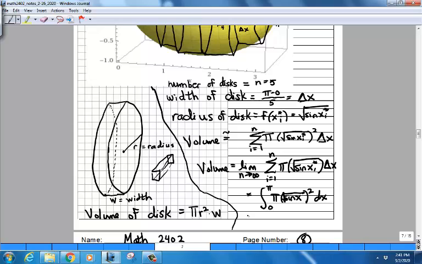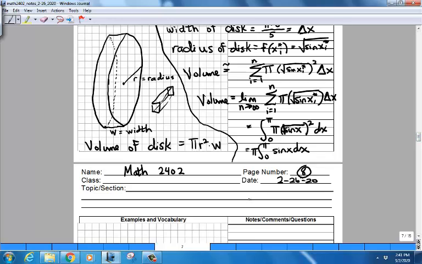So I have the definite integral from 0 to pi. I can factor out this pi. What happens when you square the square root? They cancel, so you just get sine of x dx. And I have room down here, just enough. So what's the antiderivative of sine of x? Be careful, that's not cosine of x. What's the antiderivative there?